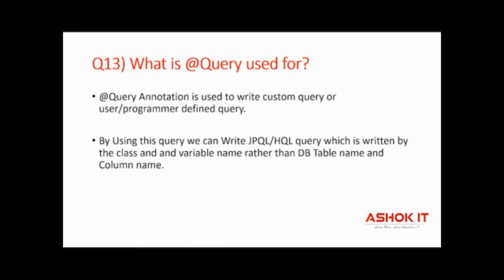How come it is different? SQL query is constructed using table names and column names. JPQL HQL is constructed using class name in the place of table name, variable name in the place of column name. That's a major change. And it's even case sensitive. Here JPQL is actually the specification, of course, it's a specification we used to call. HQL is the implementation. That is only we need to pass to @query.